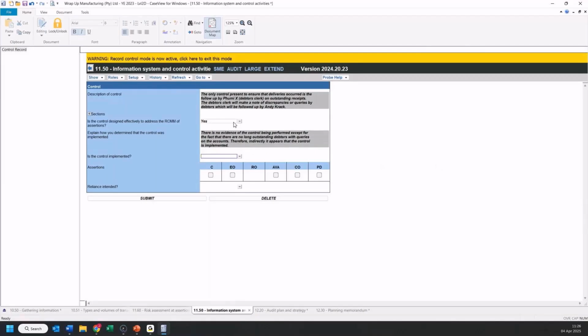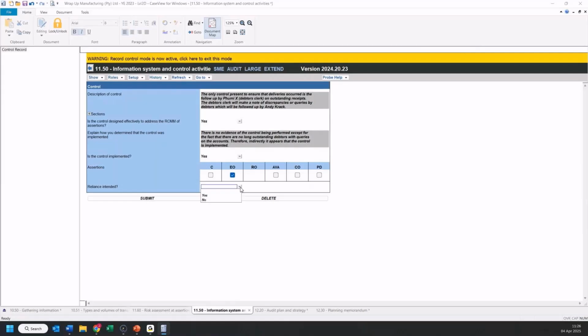With that then, is it properly designed? Is it implemented? Can we conclude that it is implemented? Yes, the DNI is successful, so we can conclude that the control is implemented. What is the relevant assertion that's addressed? Well, that's the occurrence. And then the question to say, do you want to rely on this control?